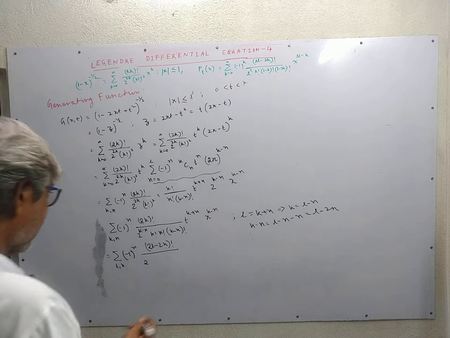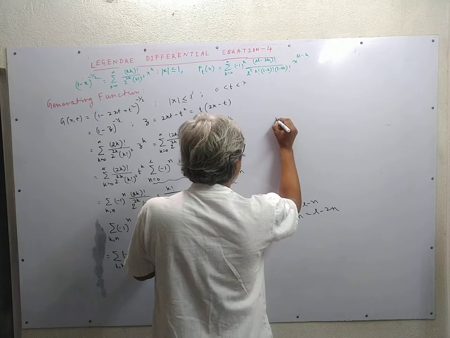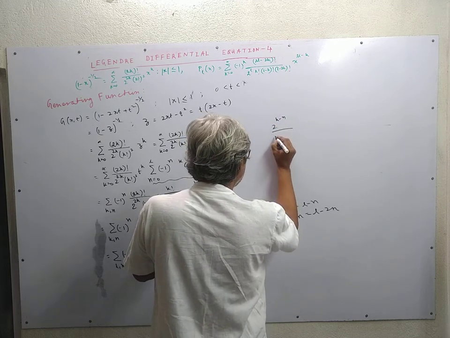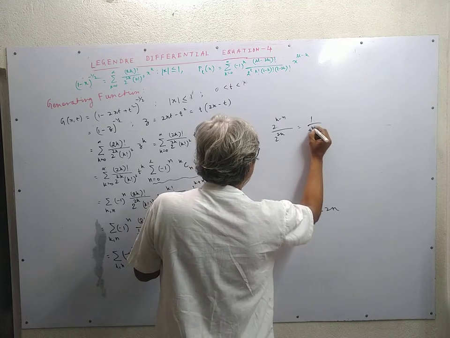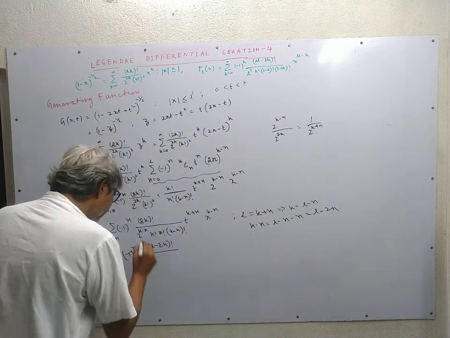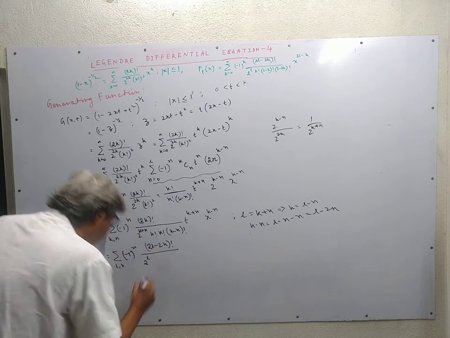I have made a mistake. Consider the simplification of this: 2 to the power k minus n on the numerator and 2 to the power 2k on the denominator. So this is 1 upon 2 to the power k plus n. I have written it as minus n.